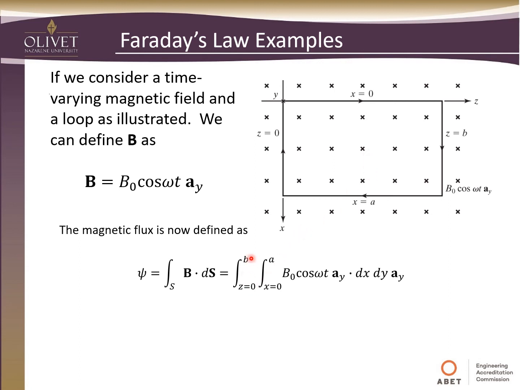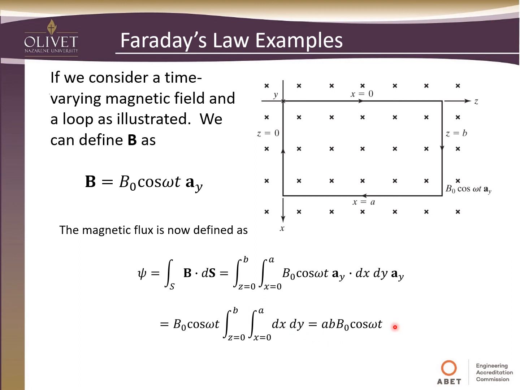And we're going from 0 to B on the z-axis, and from 0 to A on the x-axis. And so if we dot the a_y's, of course that'll give us a 1, and we're left with just integrating this part here. But the B0 cosine omega t doesn't vary with x and z. It only varies with time, so we can pull that out. And so now we're just integrating dx dz over A and B. And so the result of that is AB B0 cosine omega t.